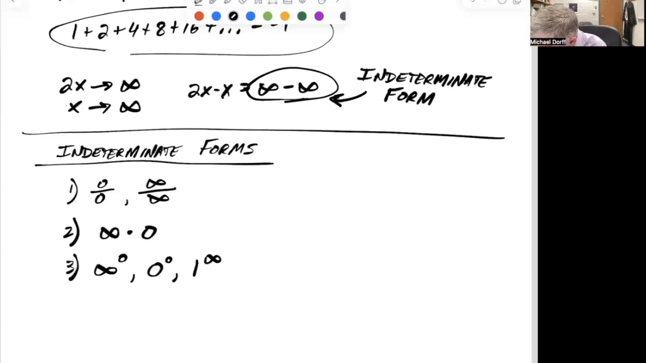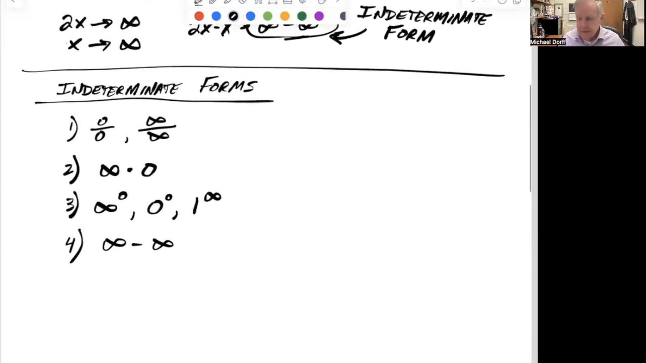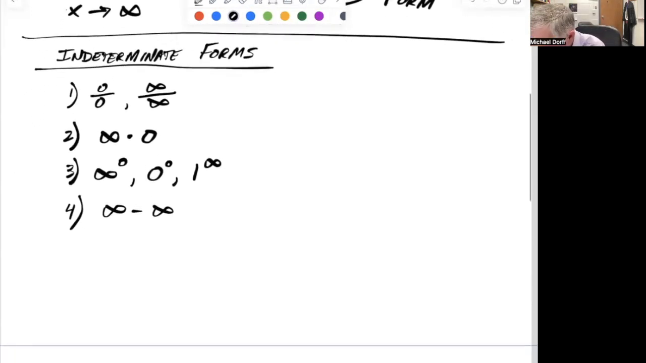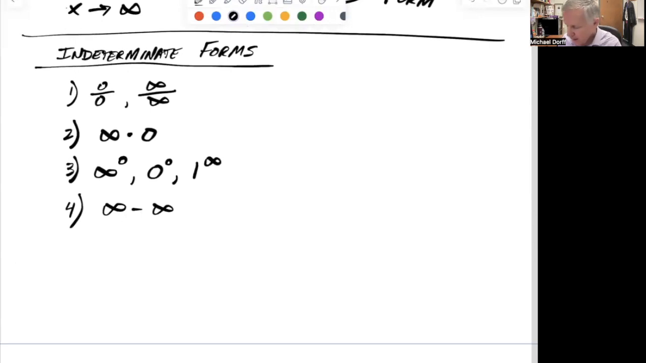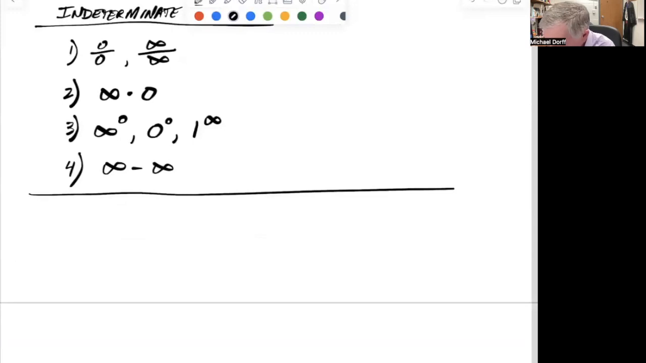And a fourth type we have is this infinity minus infinity that we talked about at the very beginning. All of these are indeterminate forms, and in order to evaluate indeterminate forms, we're going to have to do some more work. We can't just say that infinity minus infinity is 0. All right, let me give you some concrete examples of indeterminate forms. So these are, again, some indeterminate forms.